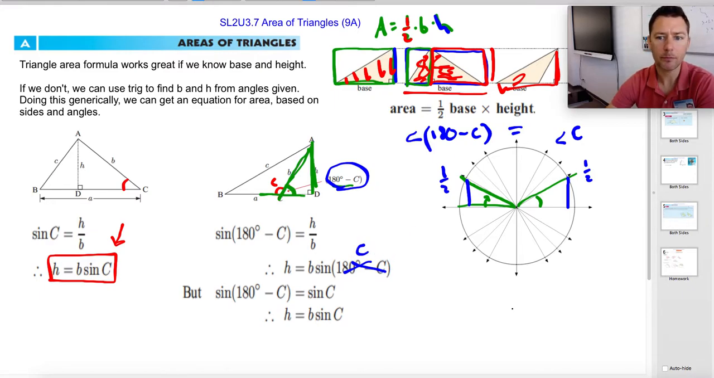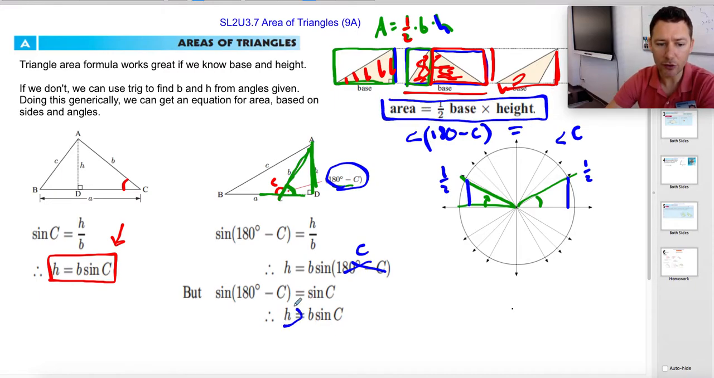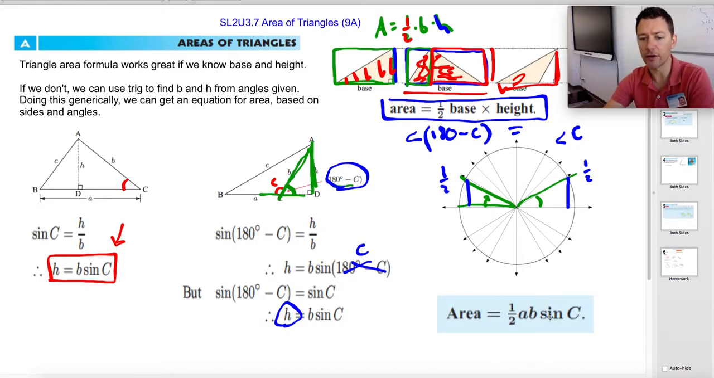Okay, fine. So we want to plug that into this equation, 1/2 base times height. We have a new equation for height, a new expression. So the area is 1/2 A B sine C. Cool. And so let's try that out. Let's use it.